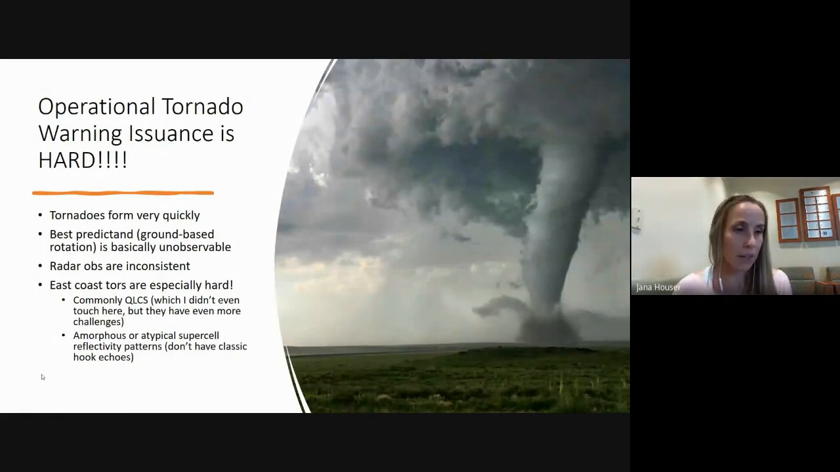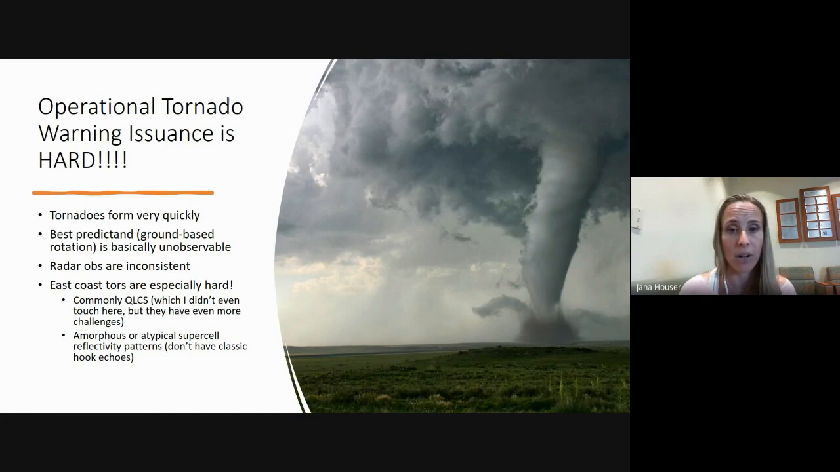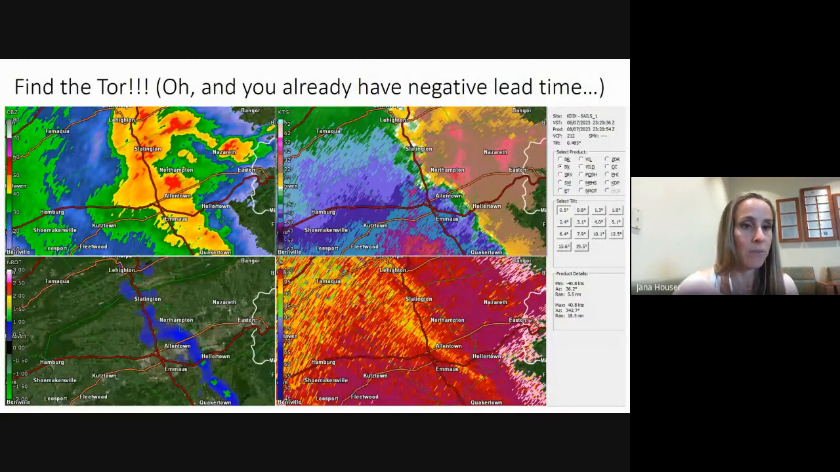Furthermore, the radar observations themselves are going to be inconsistent in terms of quantifying what makes a tornado. And then let's throw in another layer here, and you all are on the East Coast. East Coast tornadoes are especially hard because they're commonly associated with QLCSs, which, by the way, I haven't even talked about here. I've just been talking about supercell tornadoes and tornadoes that form from mesocyclones. QLCS tornadoes form in sometimes similar manners, but also very quickly, oftentimes from the ground up as well. And these processes and problems are oftentimes exacerbated in QLCS scenarios. But even then, we oftentimes have weird amorphous or atypical supercell patterns, like the example I showed you that was kind of close to home for me. So we don't have classic hook echoes.